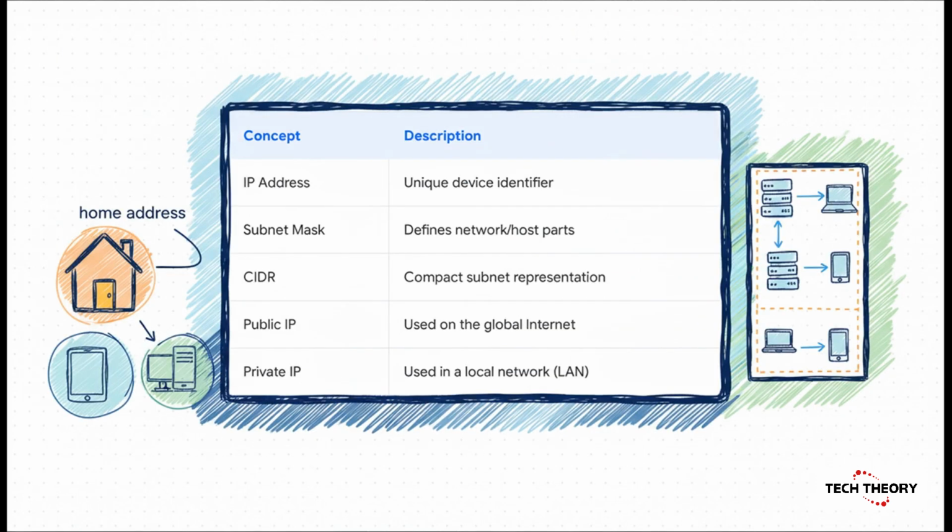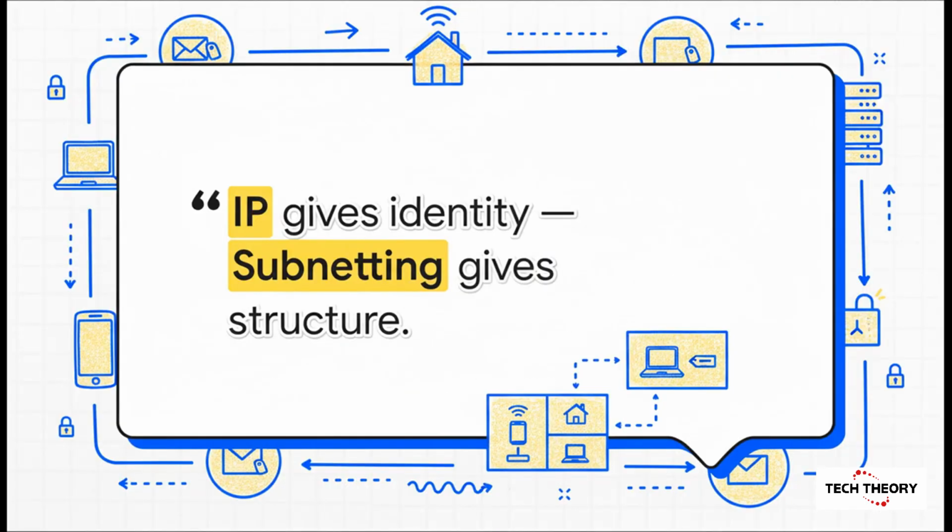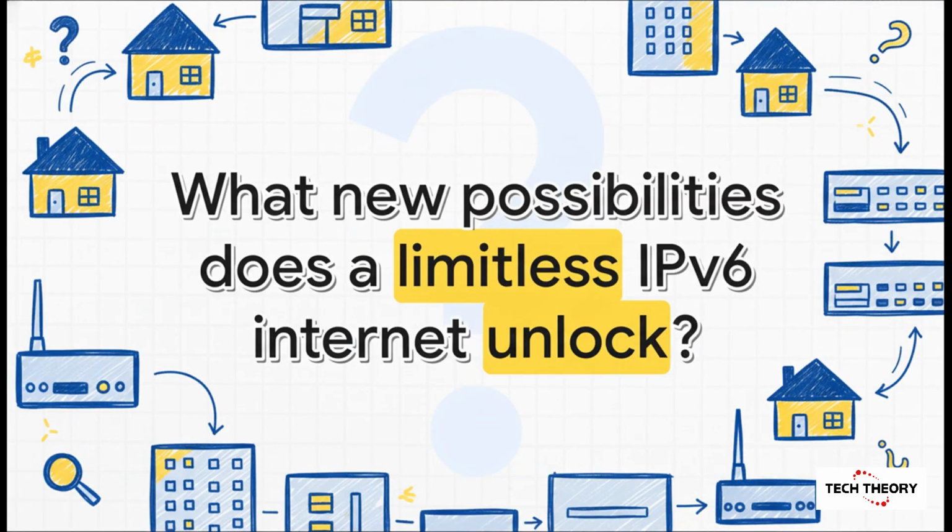All right, let's do a super quick-fire recap. The IP address, that's your device's unique ID. The subnet mask, that tells you what's the network and what's the host. CIDR, that's the cool shorthand for the mask. Public IP is for the whole internet, and private IP is just for your local network. Got it? Good. If there's just one thing you remember from all this, let it be this right here. An IP address gives every single device its own unique identity. But it's subnetting that gives our massive, complex networks the organization and the structure they need to actually work properly and securely.